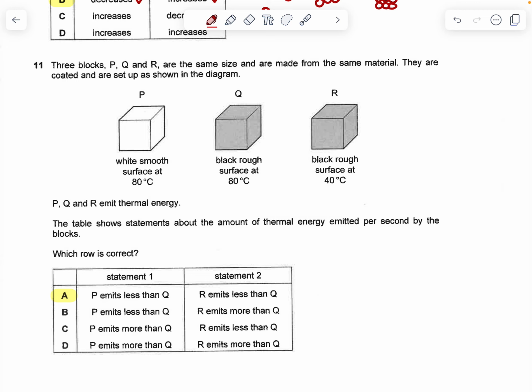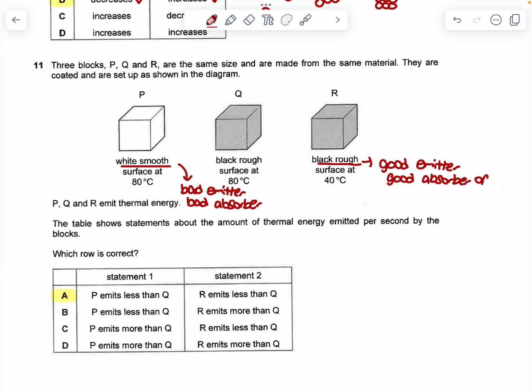Which row is correct? So as we know, a white and smooth surface is a bad emitter and bad absorber. A black and rough surface is a good emitter, also a good absorber, of infrared radiation. Low surface temperature is also a bad emitter and bad absorber of infrared radiation.